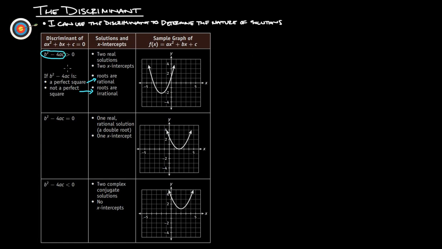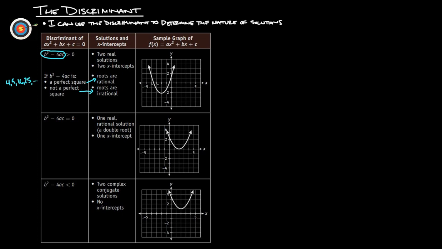Okay, so if you go through and find the b squared minus 4ac is greater than 0, then that means you get two real solutions and two x-intercepts. It's going to look something like this. If this b squared minus 4ac is a perfect square, like remember perfect squares are like 4, 9, 16, 25, and so forth and so on.